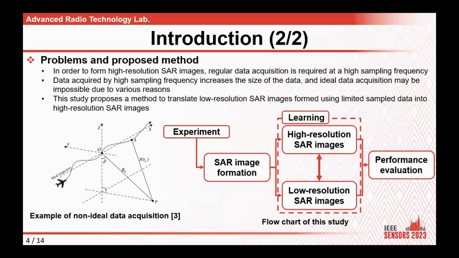The figure on the right is the flow chart of this study. Data is collected through experiments, and high-resolution SAR images and low-resolution SAR images are formed based on the data. Then, learning is performed using data from both domains, and performance is evaluated on the output of the learning network.